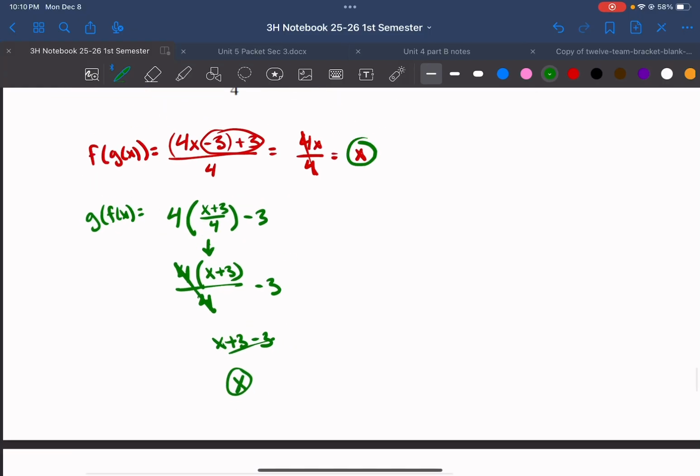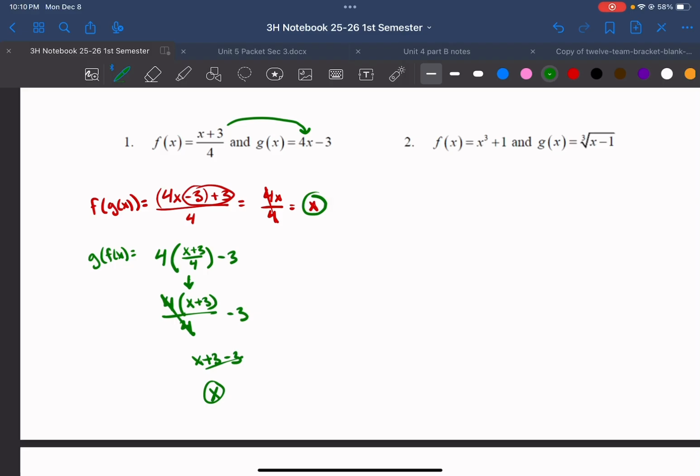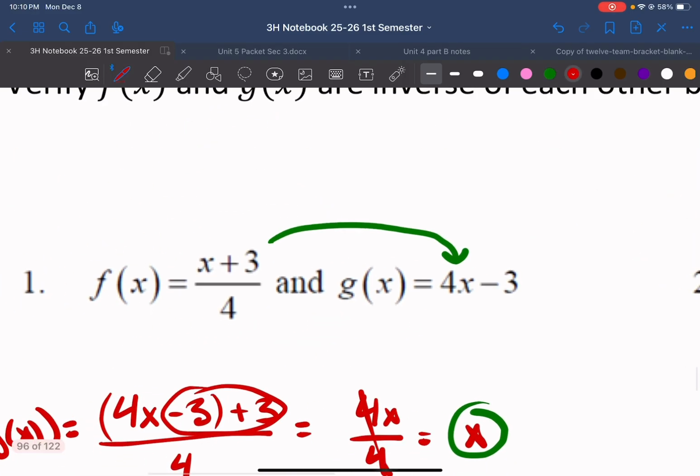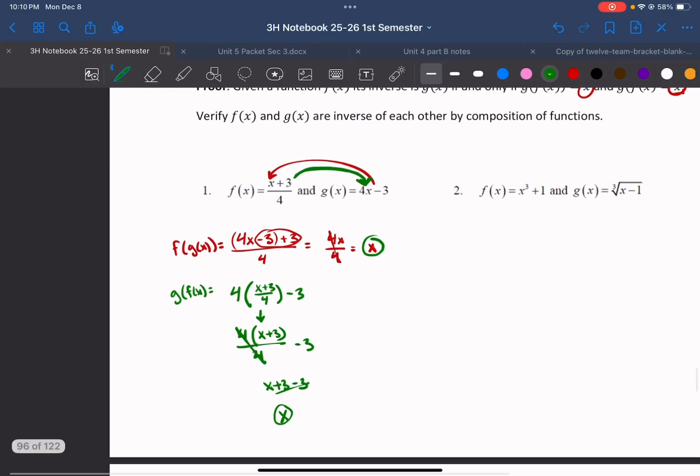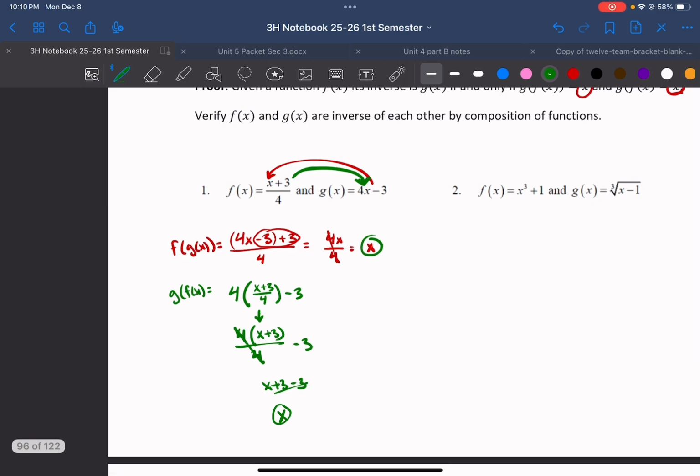Guys, because we got an x out of both of our compositions by putting this one into this one, as well as this one into this one, we know that these are inverses because we both got an x. They both gave us an x.